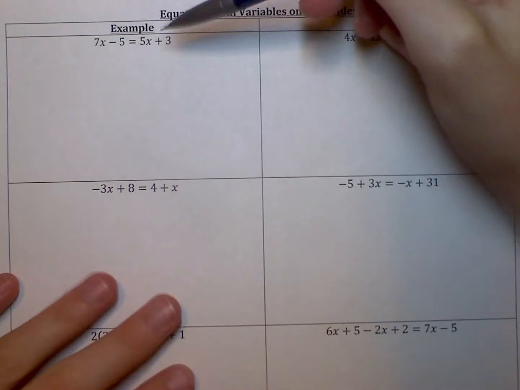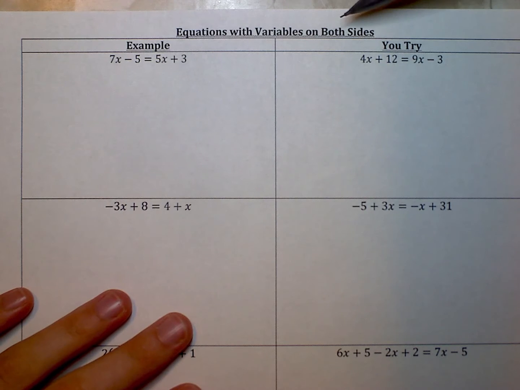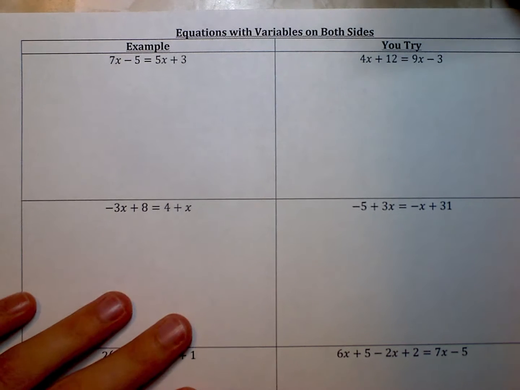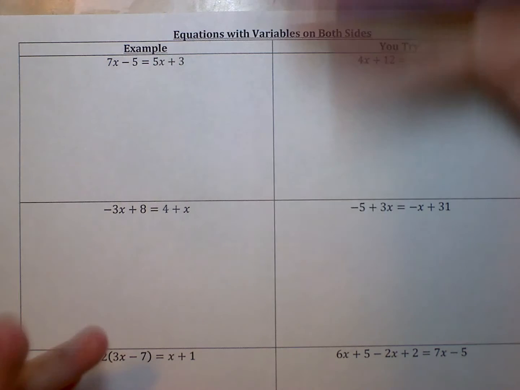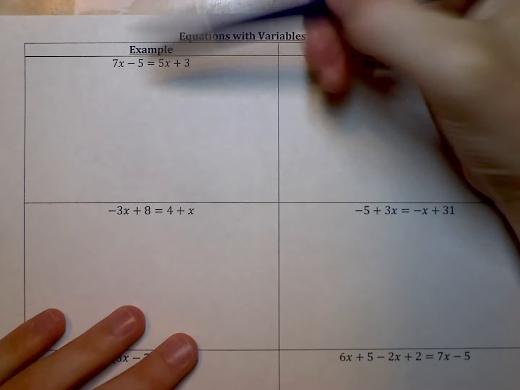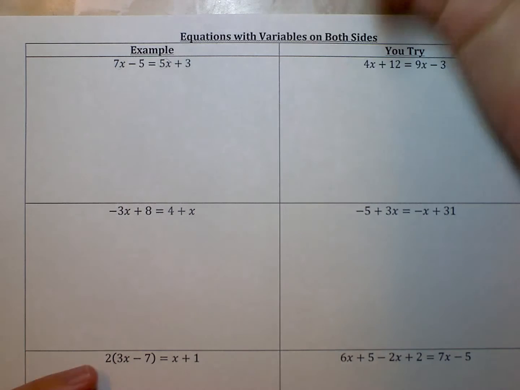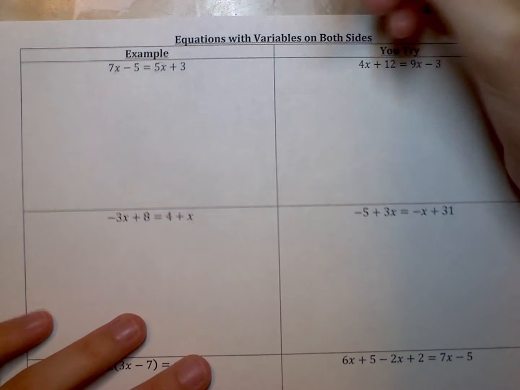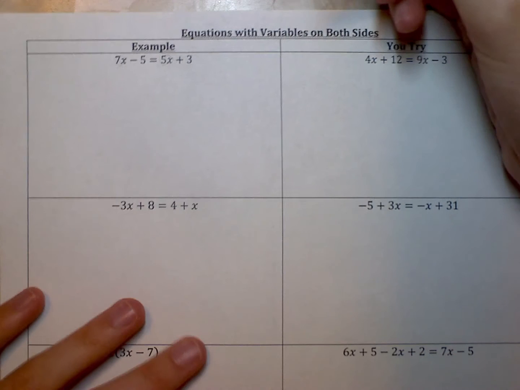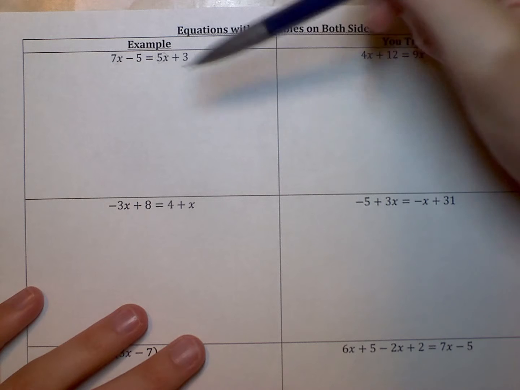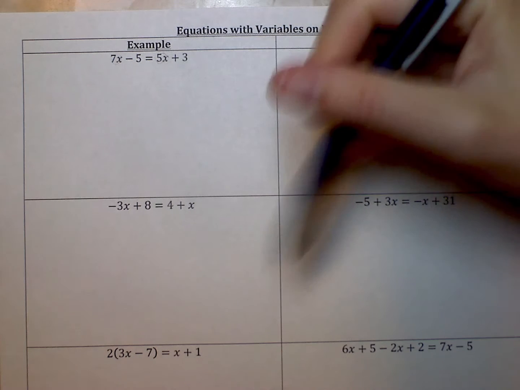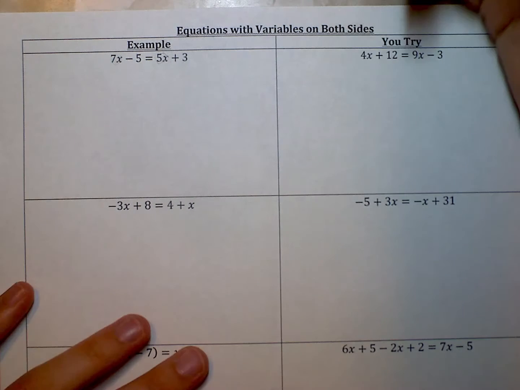The next kind of equation we're going to solve has variables on both sides. And so the challenge is we don't just have to get the variable by itself, we actually have to first get the variables all together in one place and then get the variable by itself. So we have an extra step to do in the beginning. I'm going to do an example, and then you're going to try a problem, and then we'll continue like that, and then you'll have a chance to practice on your own.